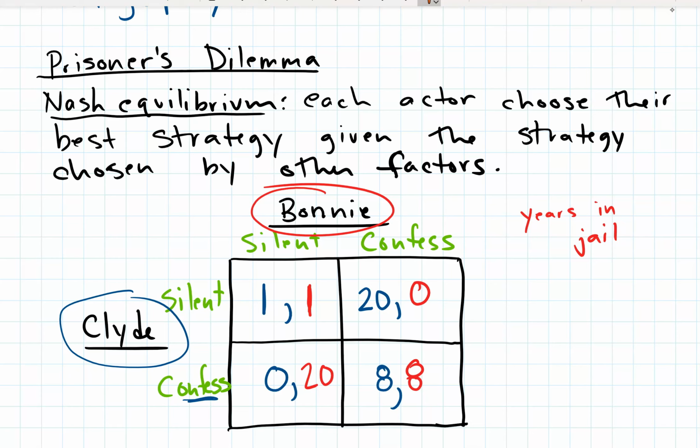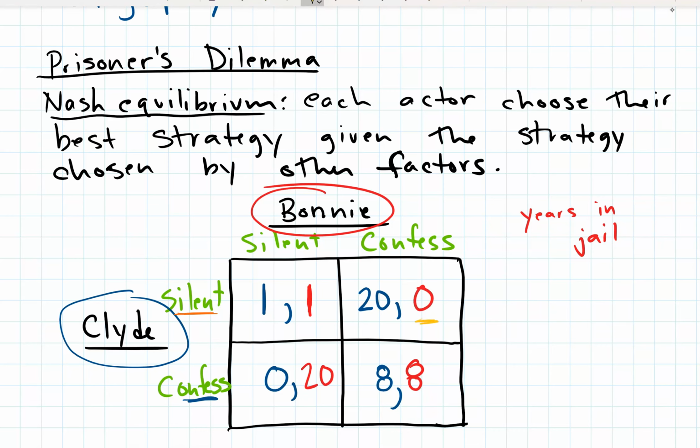Okay, so first of all, let's take Bonnie. Let's suppose Clyde was to stay silent. Which one should Bonnie choose? Should Bonnie choose silent and go to jail for 1 year, or confess and get out free? Well, we'll come back to this later if there's anything else we should consider here. But right now, if we're just looking at rational mind, we would pick confess.